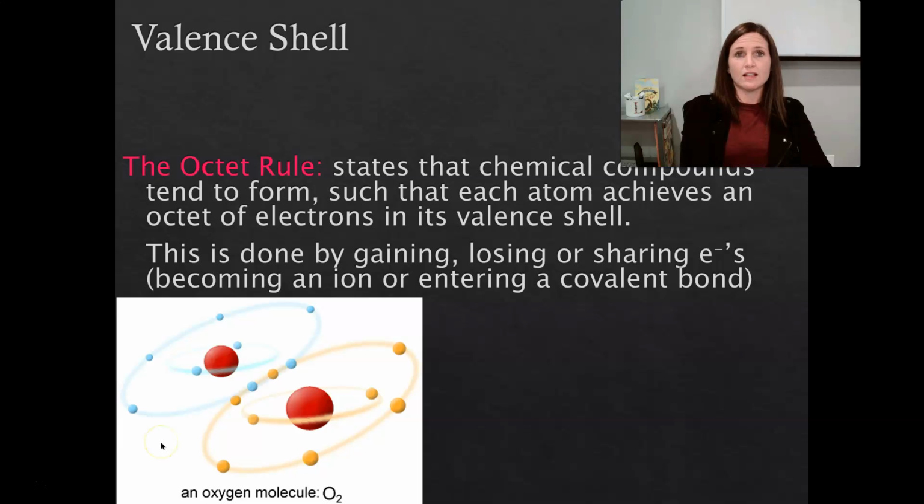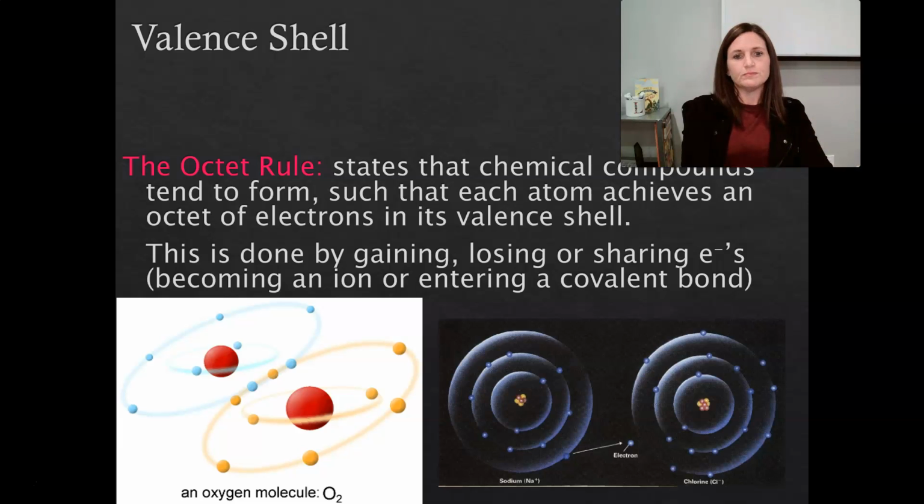We count the valence electrons on the blue oxygen atom. We can start back here and say 1, 2, 3, 4, 5, 6 blue ones, and the 2 orange that are in the bond makes 8. So both of these oxygens have achieved a stable octet by sharing electrons.